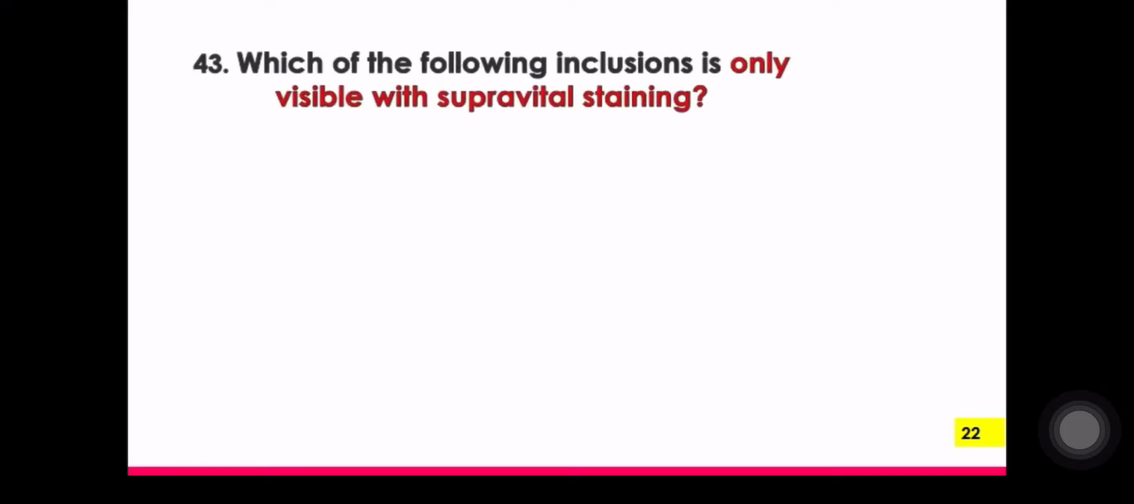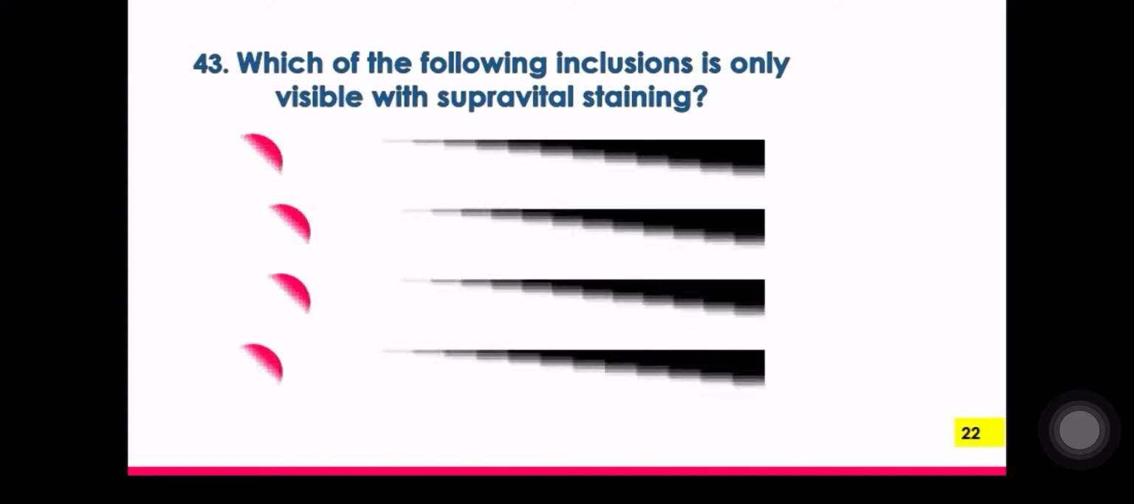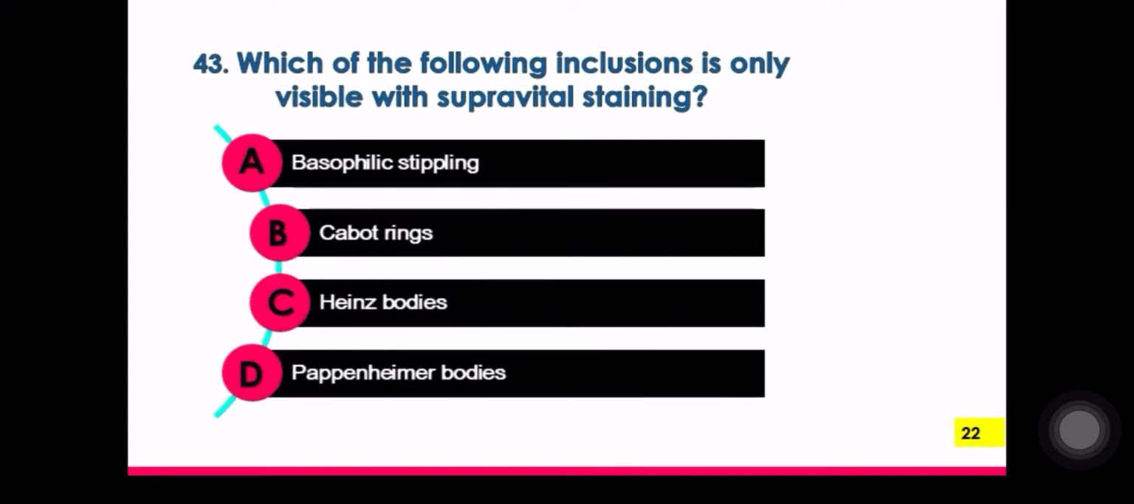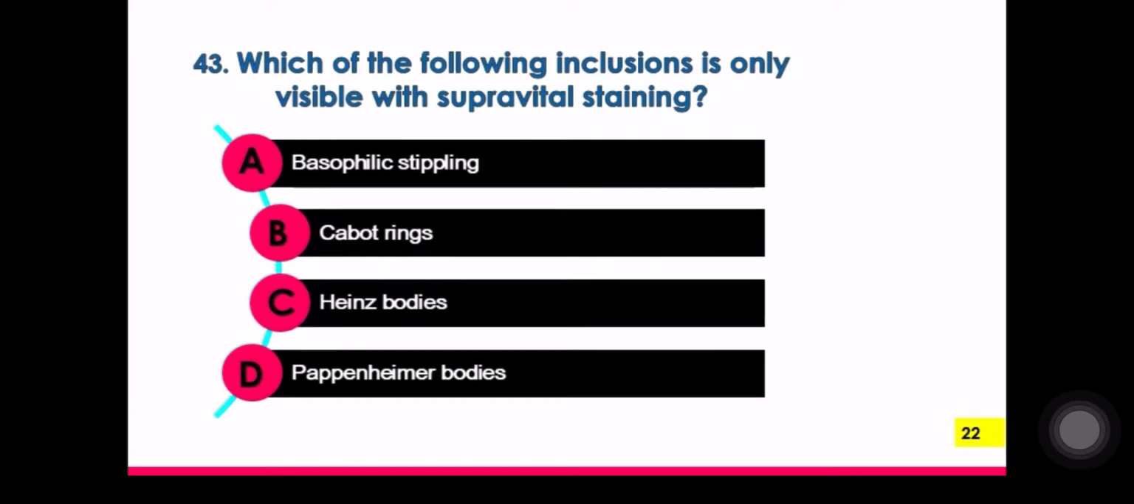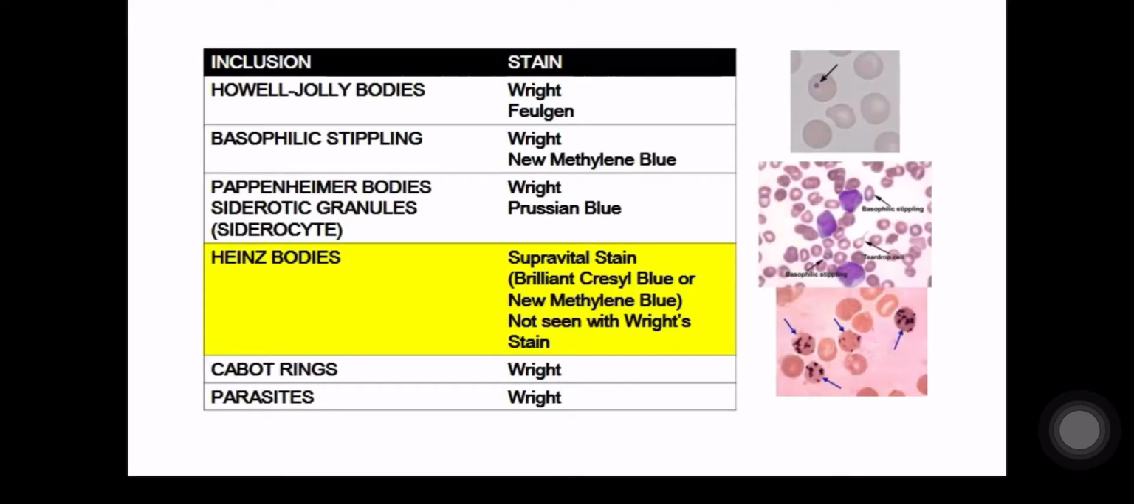Okay, for number 43. Which of the following inclusions is only visible with supravital staining? Is it letter A, basophilic stippling, B, Cabot rings, C, Heinz bodies, or D, Pappenheimer bodies? Again, which of the following inclusions is only visible with supravital staining? The correct answer is letter C, Heinz.